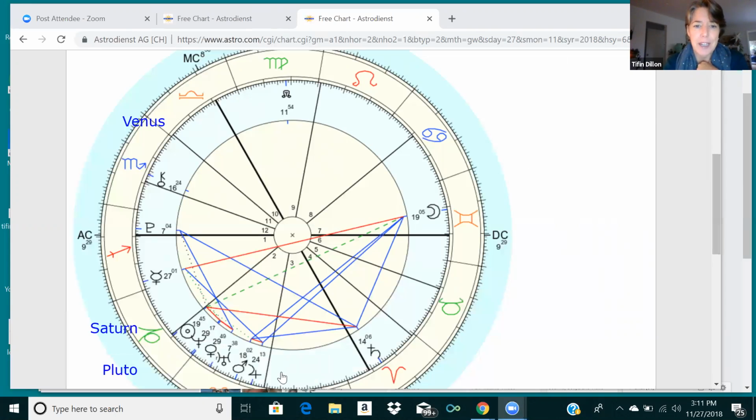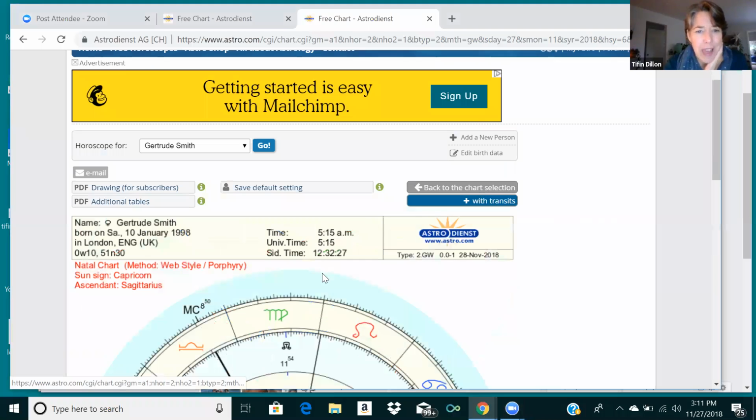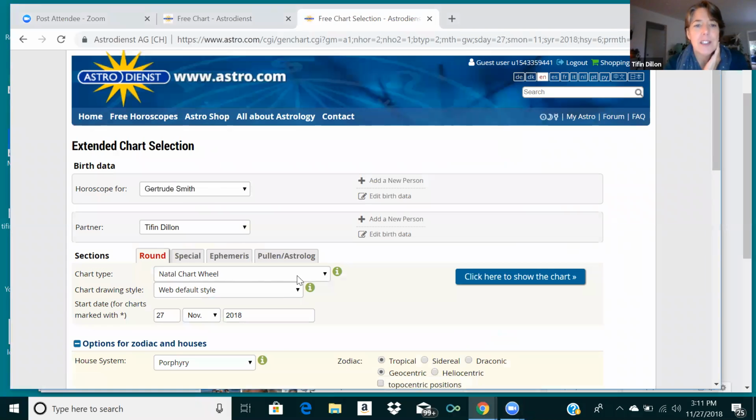Another way you can do it, I'm going to erase these things, is you can use astro.com to show you where the current planets are. So let's backtrack a little bit. I'm glad you're being patient with me. So we're going back to chart selection using Gertrude's chart. And I'm going to go here to the sections, the chart type.